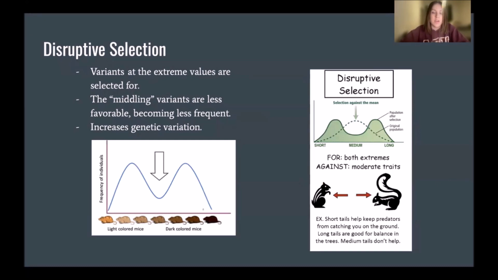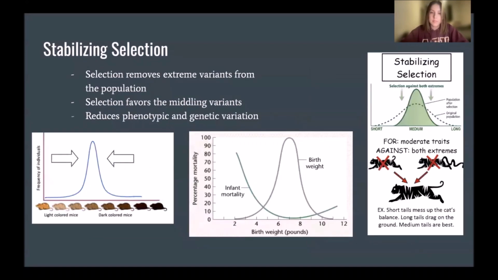Disruptive selection is when variants at the extreme values are selected for. The middling variants are less favorable, becoming less frequent, and this increases genetic variation. So the example on the right, short tails help keep predators from catching you on the ground. Long tails are good for balance in the trees. Medium tails don't help. So in this example, both of the extremes are beneficial traits versus the moderate trait isn't beneficial. And so this creates the disruptive selection pattern.